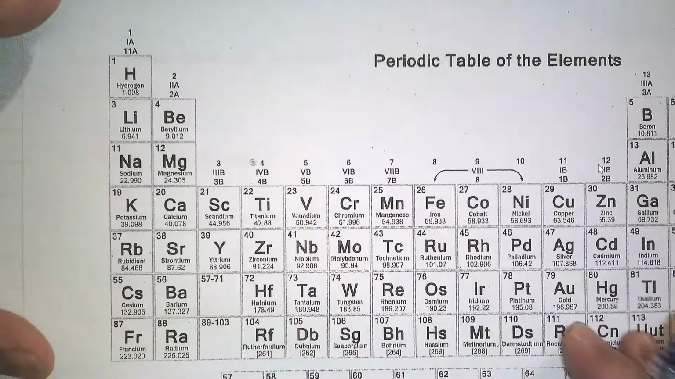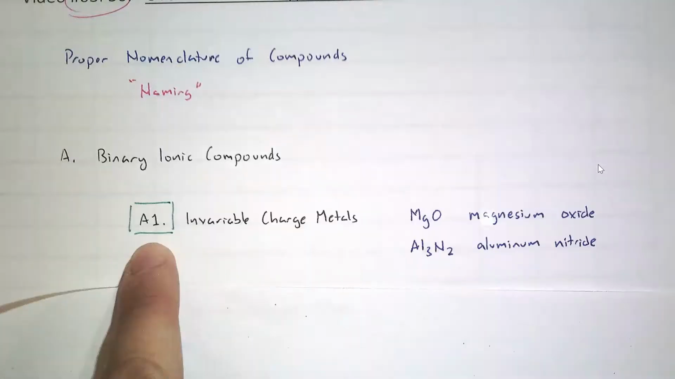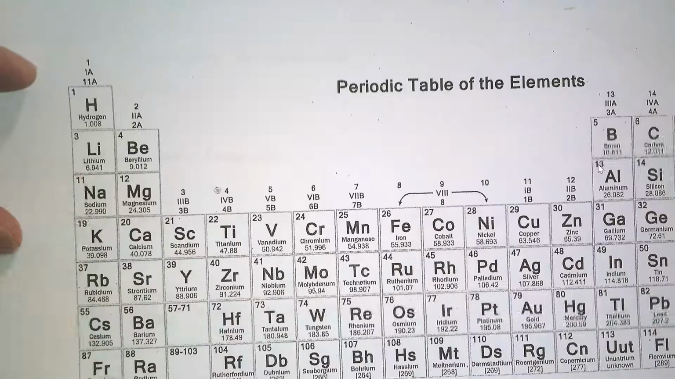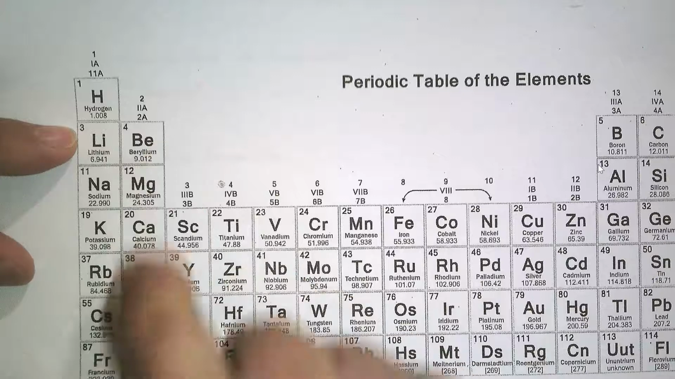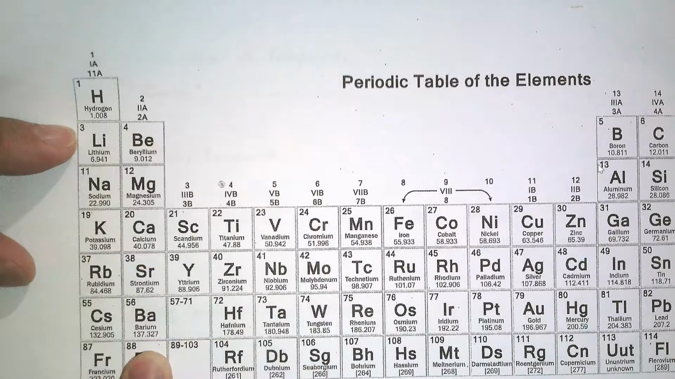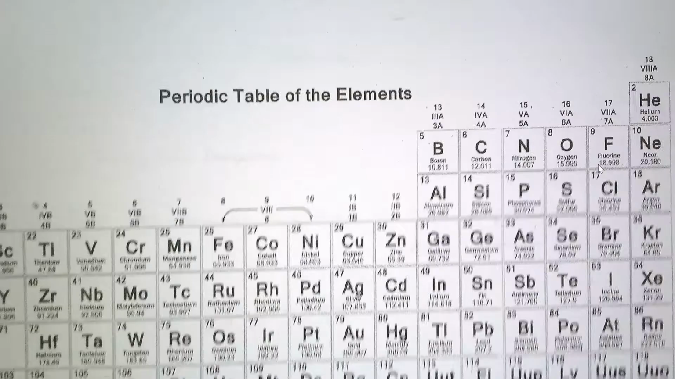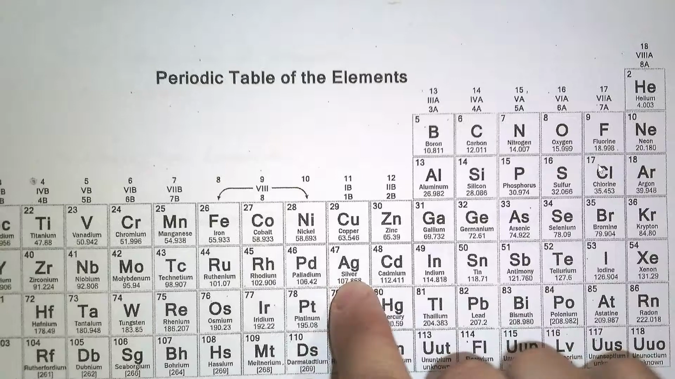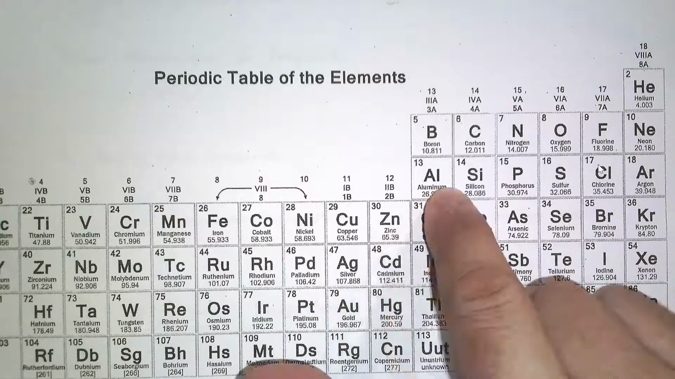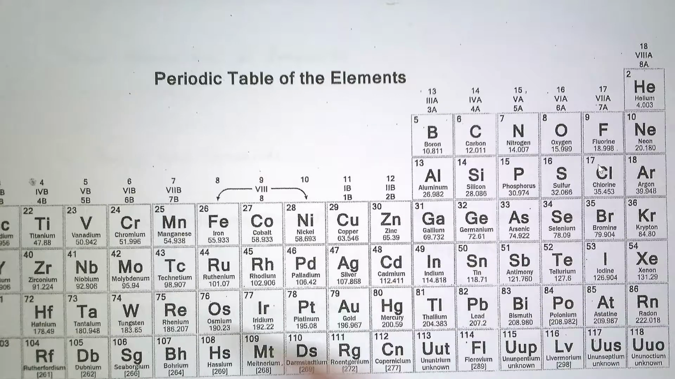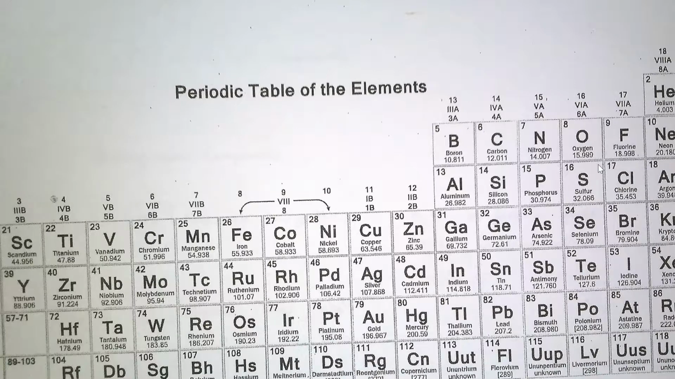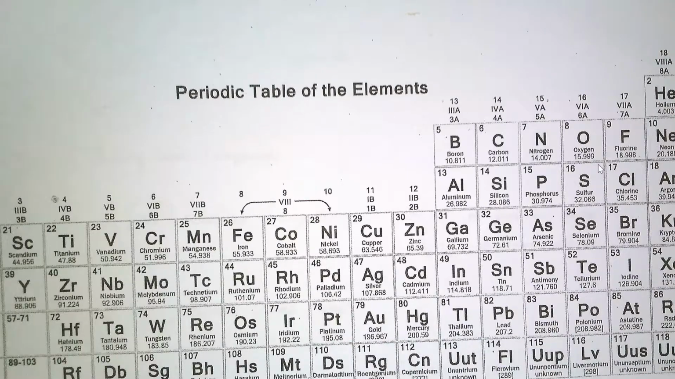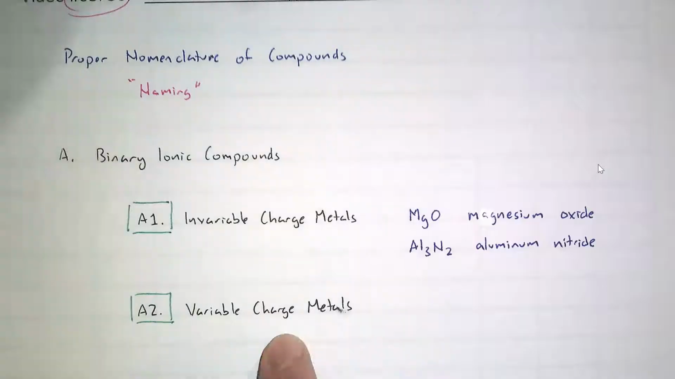The invariable charged metals, the A1 type of metals, are group 1, starting with lithium down to francium, and beryllium down to radium, which is group 2. And 4 other metals that are not in group 1 or group 2: Ag, zinc, aluminum, and cadmium. All the other metals, you can 95% of the time safely assume that they are what's called variable charged metals.